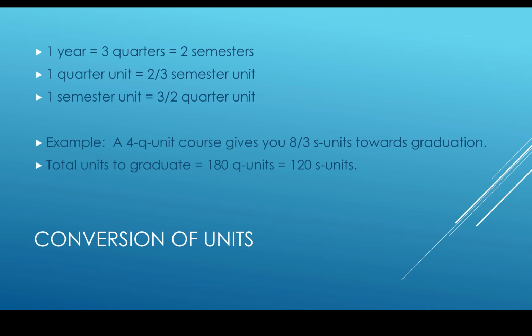And so throughout this video, I'm going to try to be careful to either say quarter unit or semester unit, because just using the word unit for both is confusing. So as an example, a current 4 quarter unit course would give you 8/3 semester units. 4 times 2/3 is 8/3 towards graduation. The total units to graduate under quarters is 180 quarter units, and so under semesters that's going to become 180 times 2/3, which is 120 semester units.